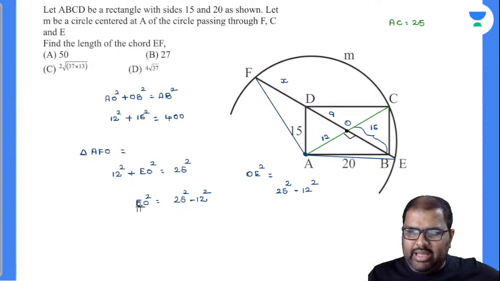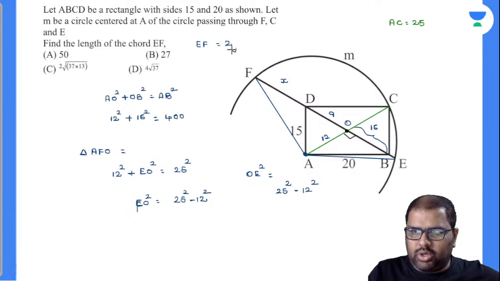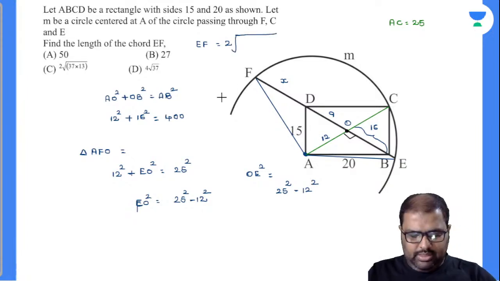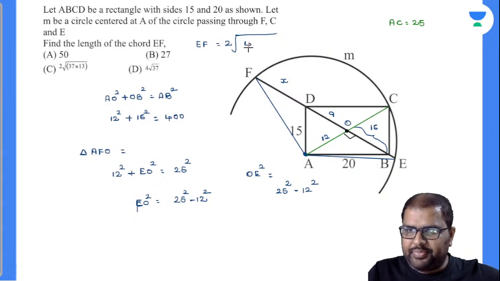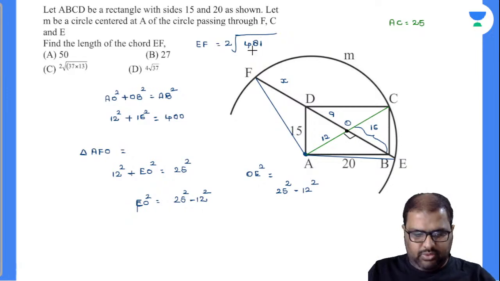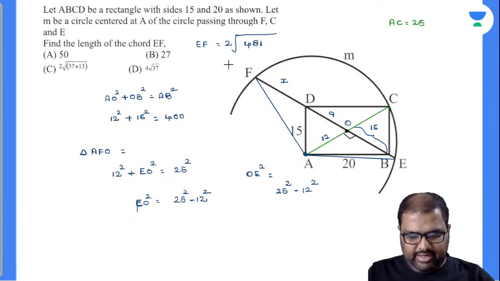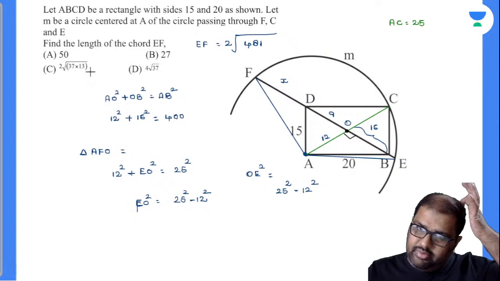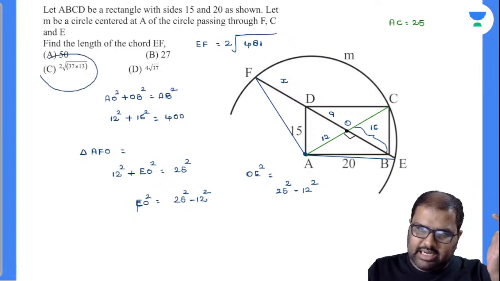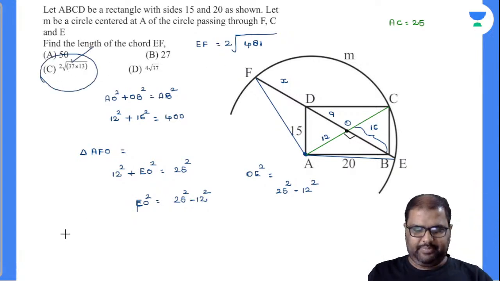Now OE square and FO square are the same. Exactly, half of the chord. If I add those, this becomes EF. EF is equal to 2 into root of 25 square minus 12 square. 625 minus 144 is equal to 481. In the options, 481 is given as 37 into 13, so my option C will satisfy perfectly.